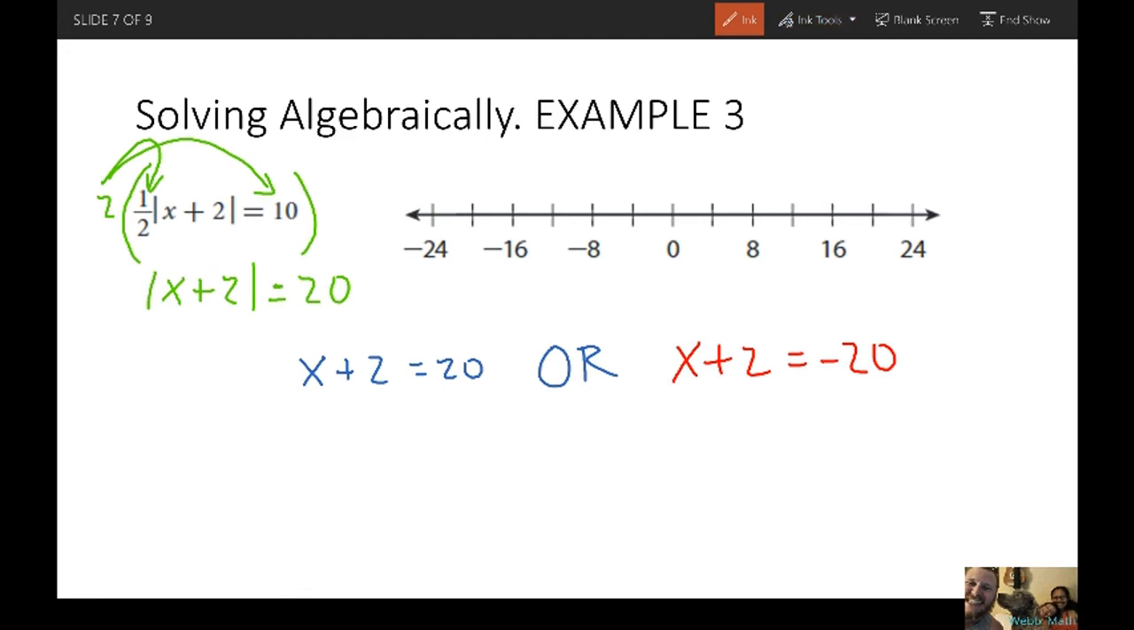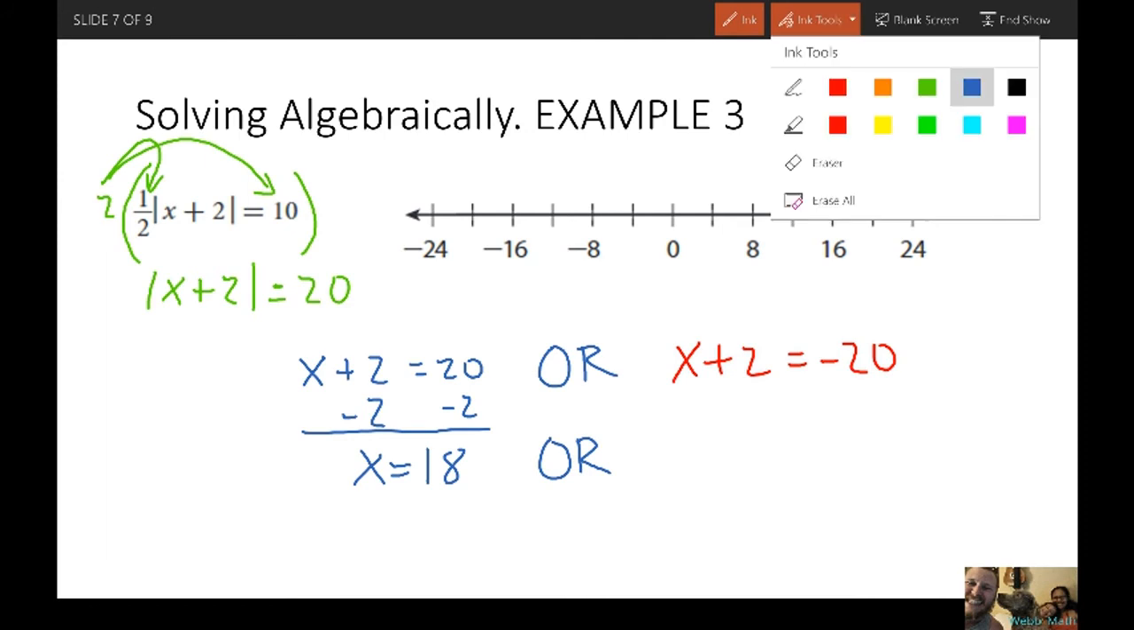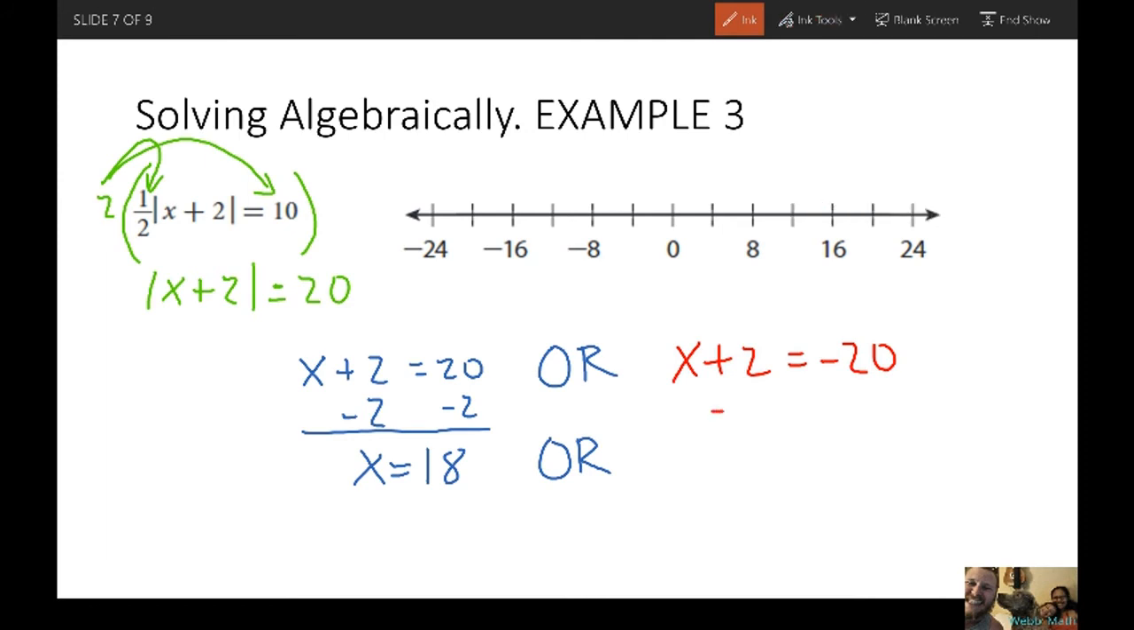Let's go ahead and solve. We'll use the subtraction property, and you'll get x equals 18. Or we will go ahead and solve for the other situation, subtraction property. x equals -22.